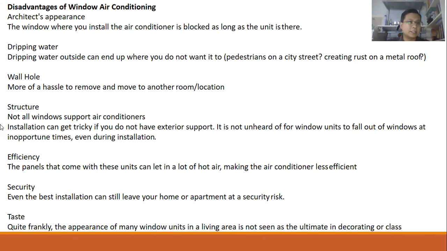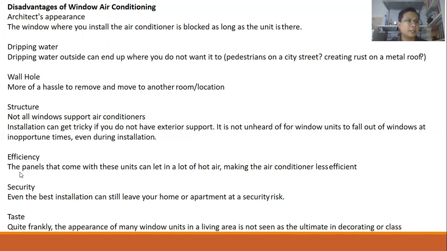The structure. Not all windows support an air conditioner. Installing can get tricky if you don't have exterior support. It's not unheard of for a window unit to fall out of the window at inopportune times, even during installation. So be careful with the structure, because this aircon is very heavy, since it has all the components inside. So it should be properly supported in the wall. Not all walls can support the unit.